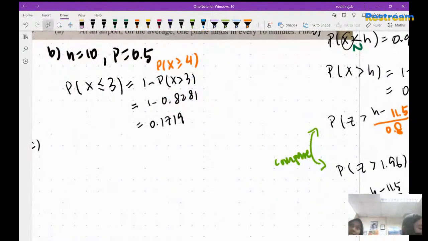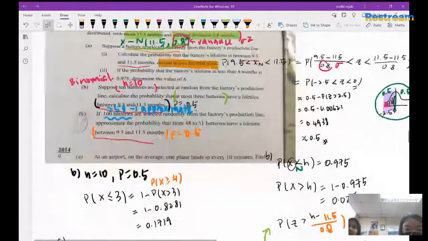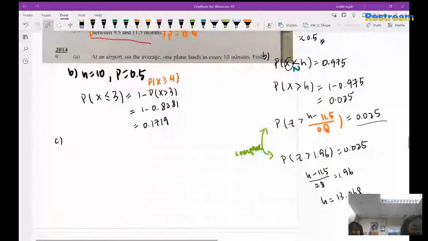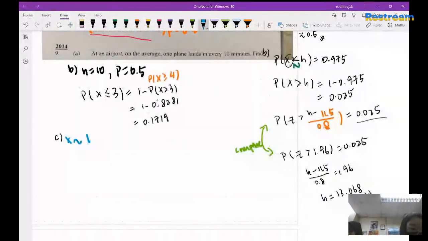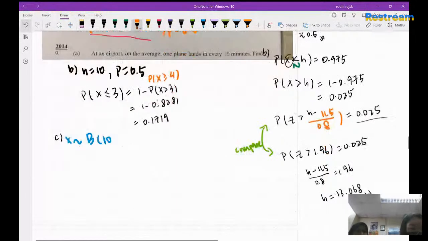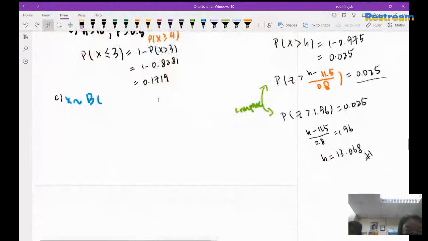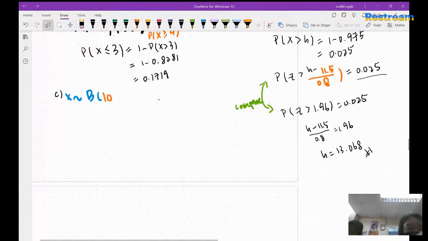So tadi soalan kami tahu dia punya X kalau binomial lah adalah equals to 100. Sorry. Okay, sini dia cakap 100 kan. So kami tahu dia punya N.